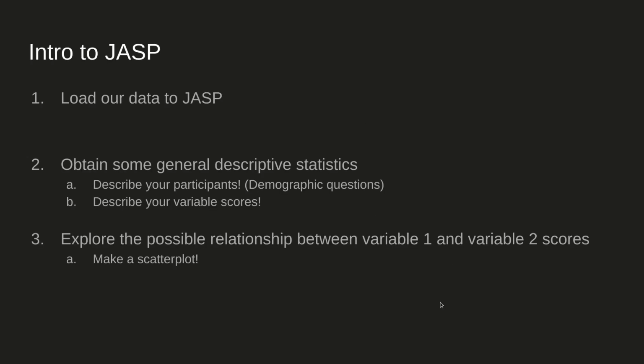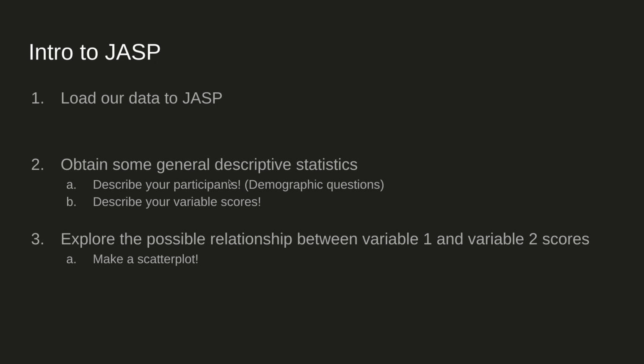This introduction is going to cover three main steps. So first, we're going to focus on how to load our data to JASP and how to make sure that it is set up correctly. Then we're going to talk about, in general, how we can use JASP to obtain some general descriptive statistics. As you probably know by now, descriptive statistics refers to the area of statistics that is focused on just summarizing the data that I have collected. So it's just telling me about the properties or the information that I have collected through my different questions in my survey. We are going to focus on two dimensions here.